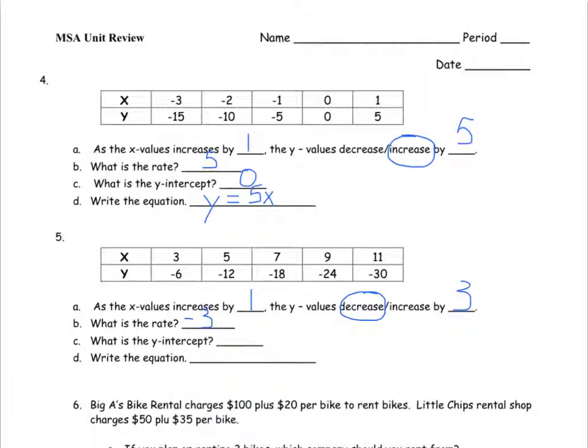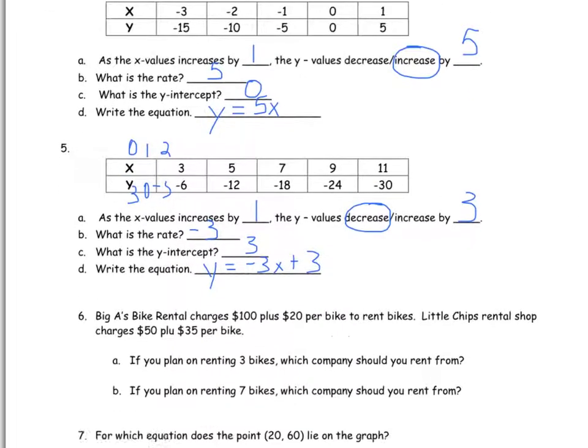The y-intercept. Okay, so now we have to figure out when x is 0, what is y going to equal? So we just need to fill in the chart just a little bit. Because when x is 2, y is going to be negative 3. When x is 1, y is going to be 0. So when x is 0, y is going to be 3. So the y-intercept is 3, which makes our equation y equals negative 3x plus 3. Alrighty. Let's go on to number 6.